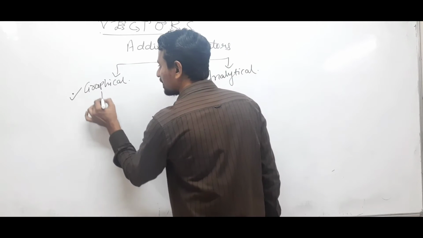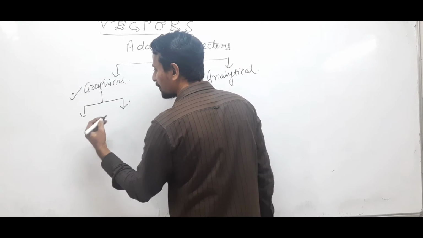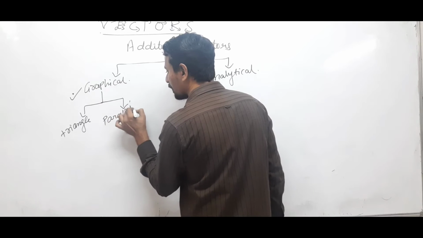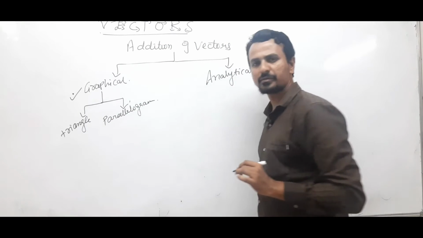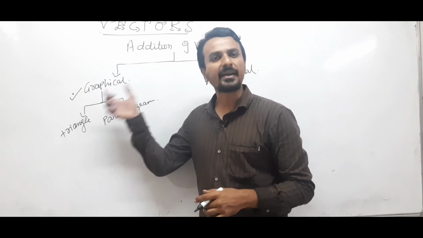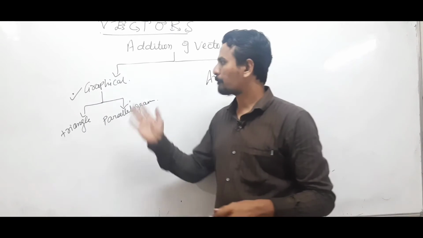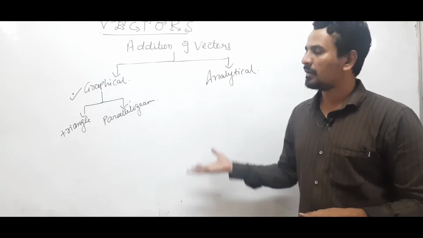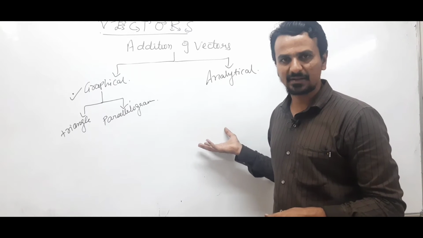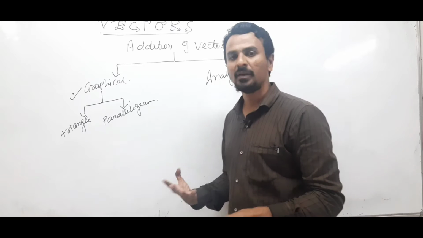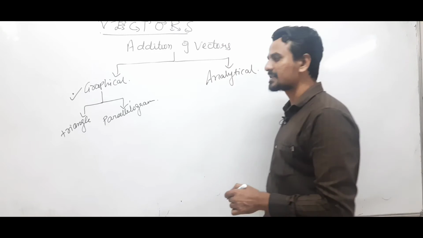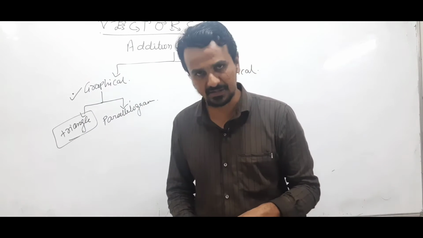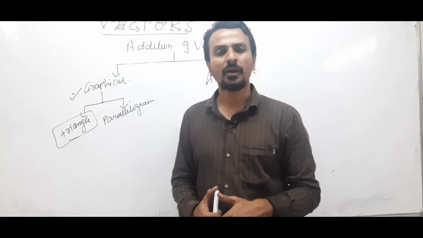The graphical method is classified into two: triangle law of addition and parallelogram law of addition. Once again, addition of two vectors can be done in two ways. Graphical method first, where we will discuss a few questions and understand the method. Then the analytical method, which we will discuss later. First let us add two vectors by the triangle law of addition of two vectors.